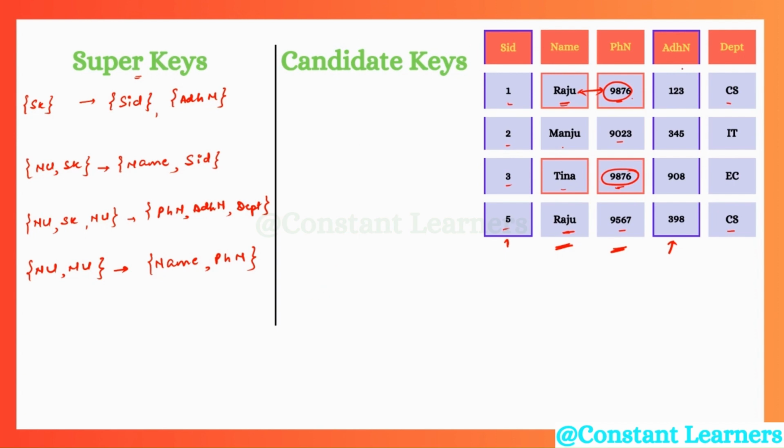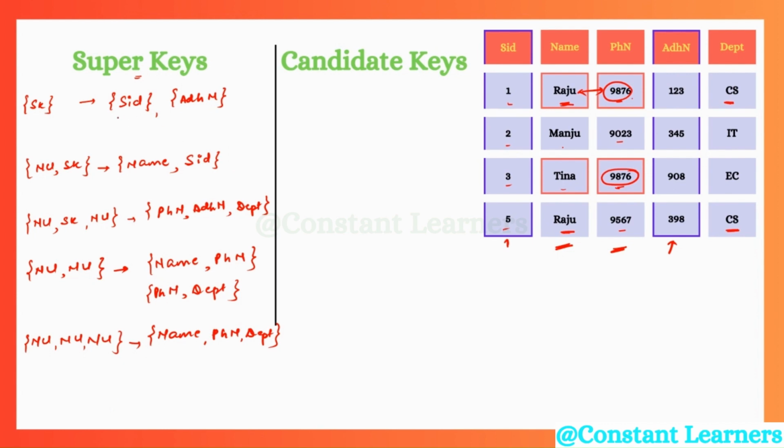Name and department will not be a super key because here also Raju is in the CS department and this Raju is also in the CS department. So the combination of name and department is not unique and thus it cannot be a super key. But a combination of phone number and department is a super key. It is giving us unique values, right? Then we can also have three non-unique attributes combined together to form a super key. For example, let's say we have name, phone number and department. A combination of these three will also become a super key.